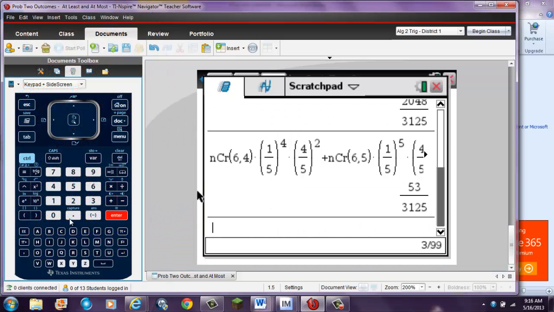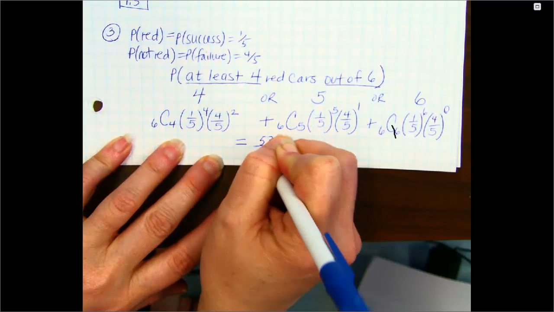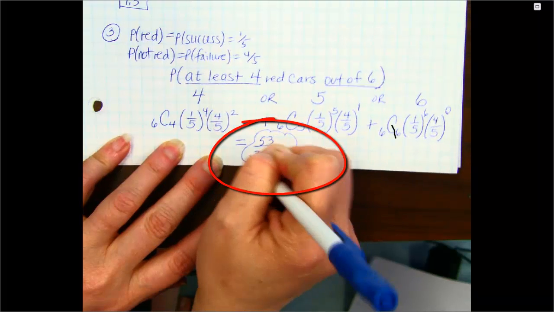And finally, once I'm done typing, I get 53 out of 3,125. So the probability that I see at least 4 red cars out of 6 is 53 out of 3125.